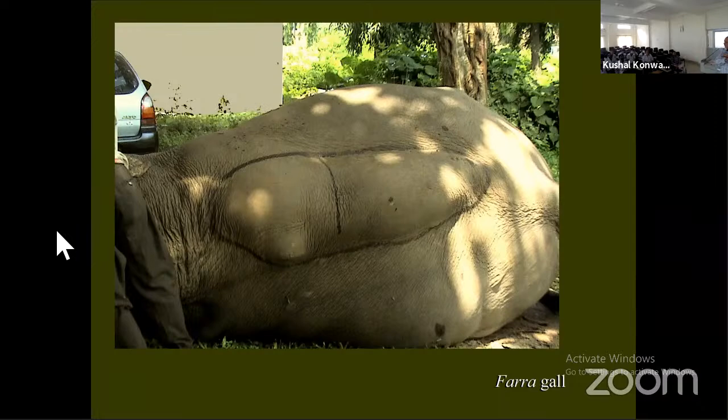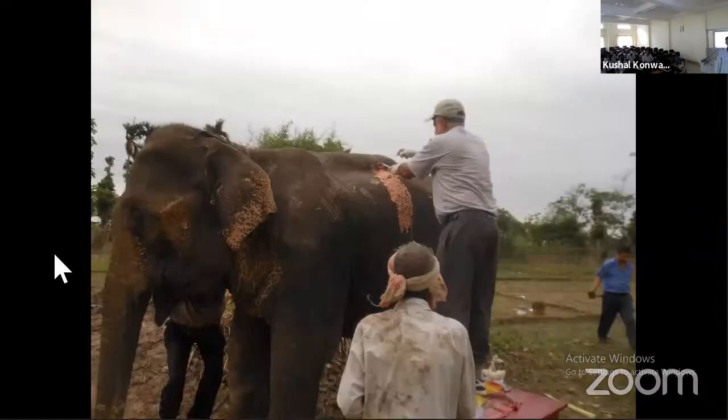In other animals, if you do not operate, it will burst open and the pus will automatically drain out. In the case of an elephant, because of that thick skin, it doesn't drain out. So because of the presence of proteolytic enzymes in the pus, it moves under the skin, and you can see this type of situation form. So this animal is under sedation, and I am giving an incision there for drainage of pus.